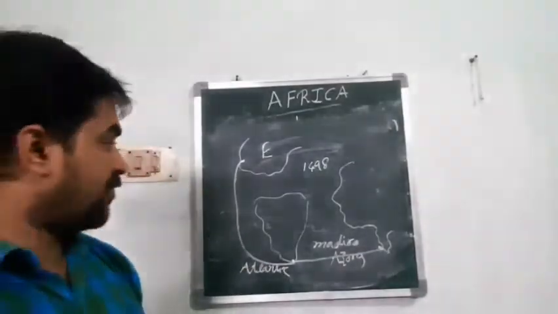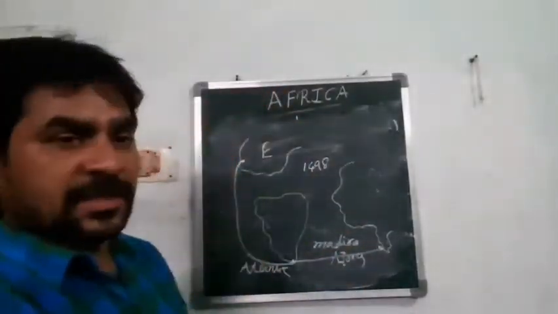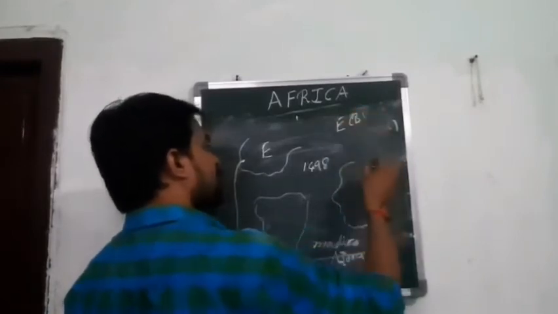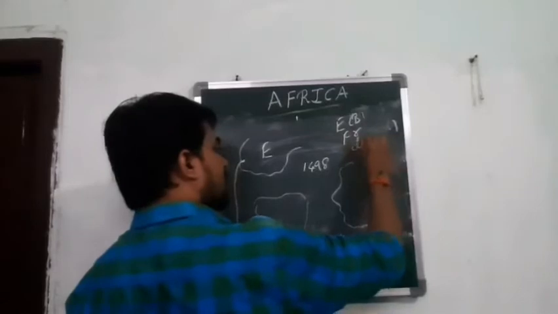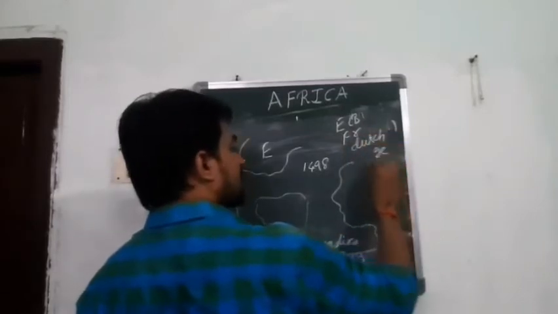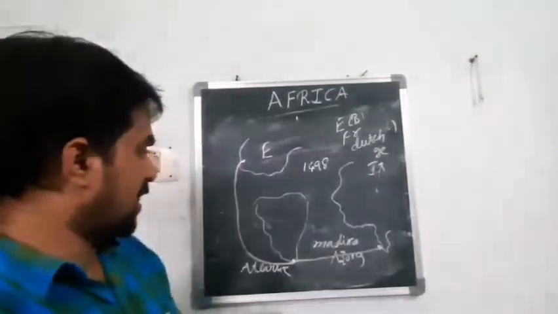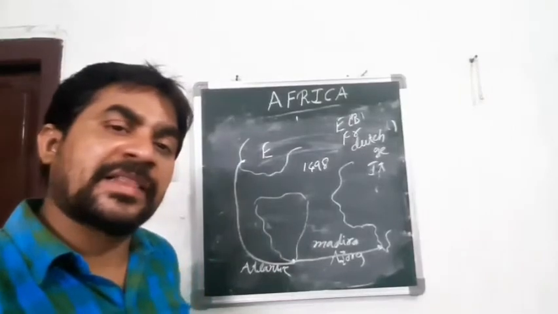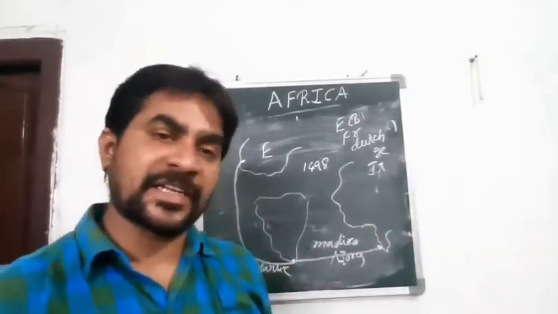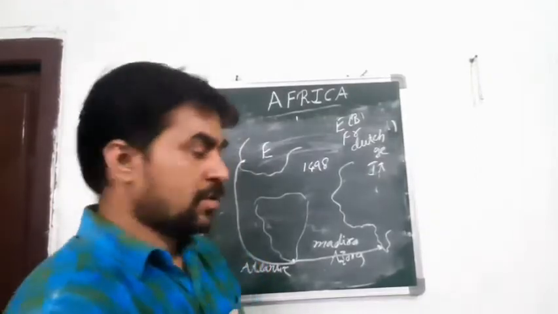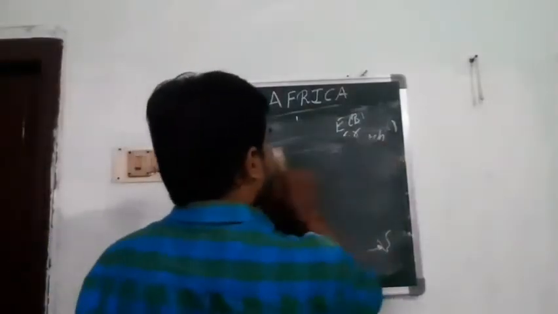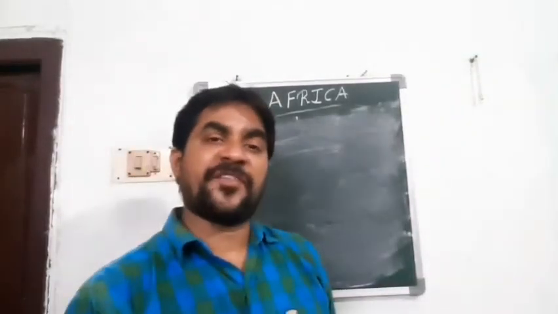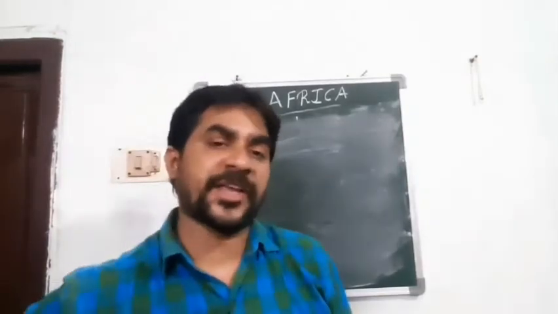Clear or not? So after long years, Europeans like the English, the British, French, Dutch, Germans and Italians, one after another, came to the African countries, found some new places, and brought all the African countries under their control. So first of all, how was Africa taken by the European countries?